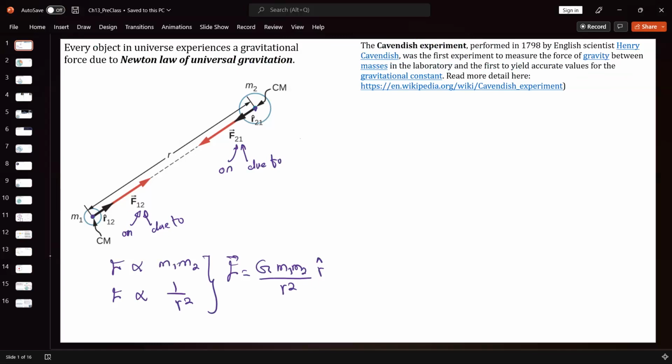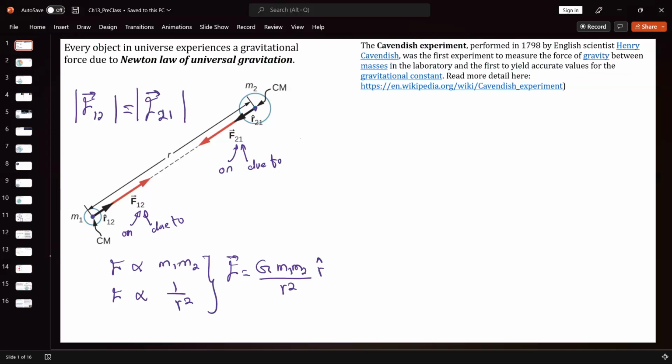Now these two forces are equal and opposite. Which means magnitude wise, the magnitude of force 1, 2 should be equal to the magnitude of force 2, 1. The magnitudes are the same but the directions are opposite. If I consider this as a system, then the sum of all the gravitational forces is going to cancel out.